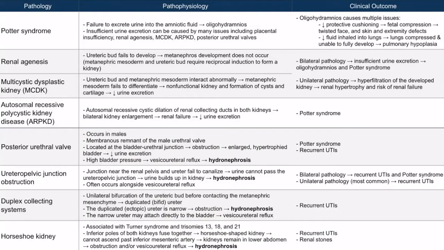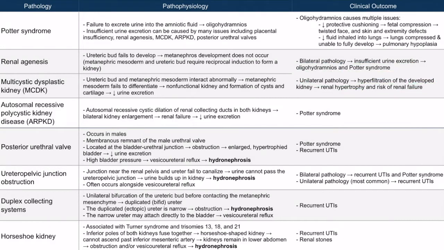Now, if renal agenesis occurs on both sides, so a bilateral pathology, then the fetus will not be producing any urine, so there will be insufficient urine excretion. And this leads to oligohydramnios and Potter syndrome, which we already discussed. If the renal agenesis only occurs on one side, so it's a unilateral pathology, then there will be hyperfiltration of the developed kidney. In other words, that one kidney is carrying too much of the load. This can lead to several things, including renal hypertrophy, which makes sense because that kidney is overwhelmed and working overtime. So the tissues will experience hypertrophy. This also increases the risk of renal failure, and that makes sense because the kidney is simply getting overworked.